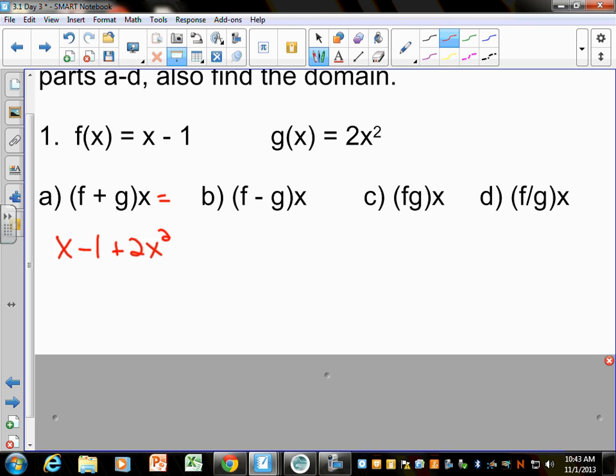If I subtract f minus g of x, I'm going to get x minus 1 minus 2x squared. Can I put any of that together? Nope, that's my answer. I don't know why I'm crying about my homework so much.